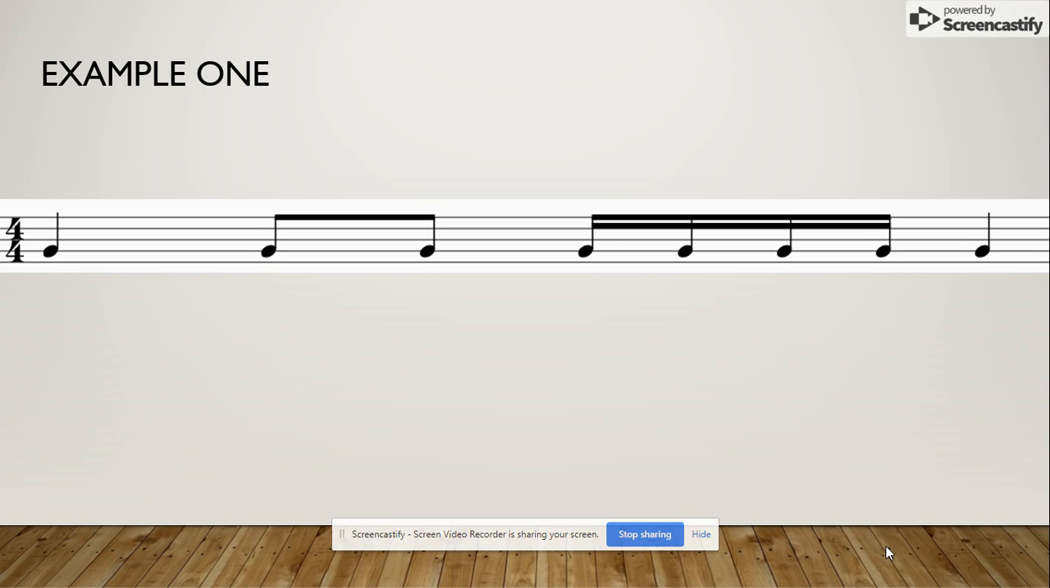Here's your first rhythm. One, 2, and 3 E and a 4.